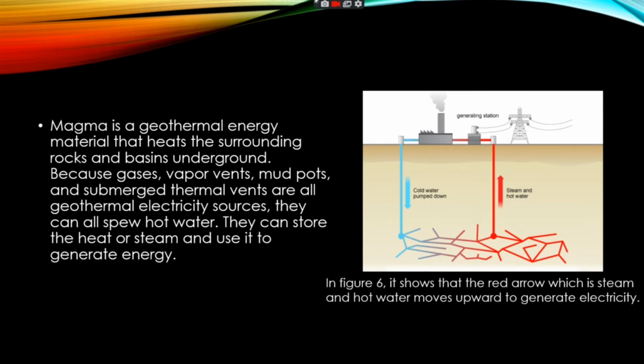Magma is a geothermal energy source that heats the surrounding rock and basin underground. Because gas vents, vapor vents, mud pots and submerged thermal vents are all geothermal electricity sources, they can all spew hot water. They can store the heat or steam and use it to generate energy. Figure 6 shows the red arrow, which is steam and hot water, moving upward to generate electricity.